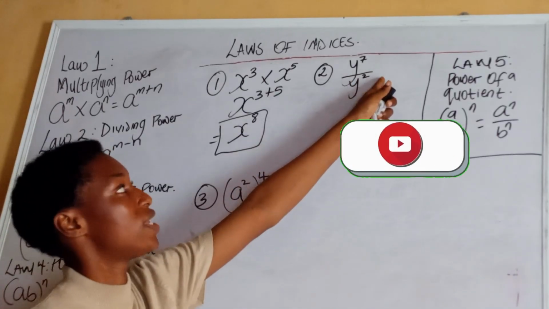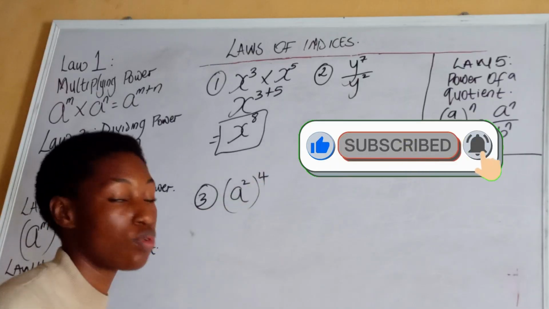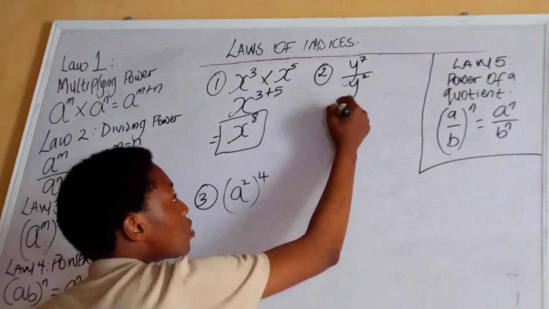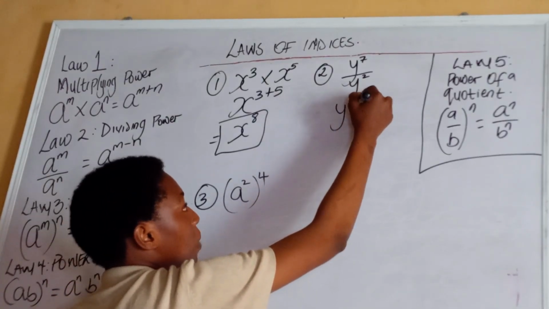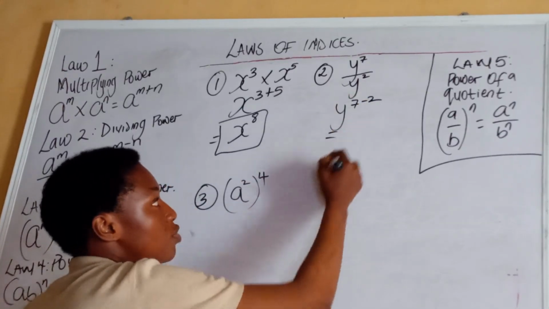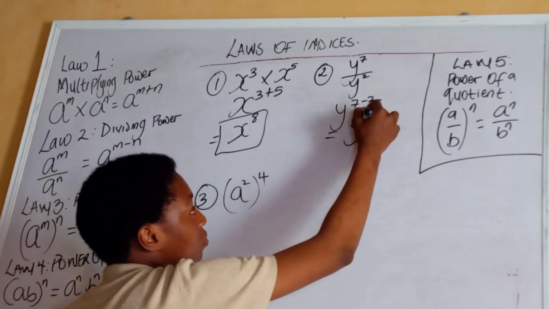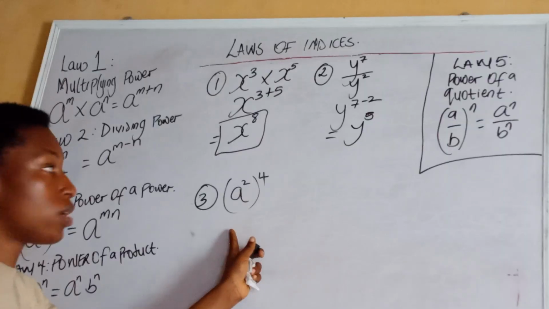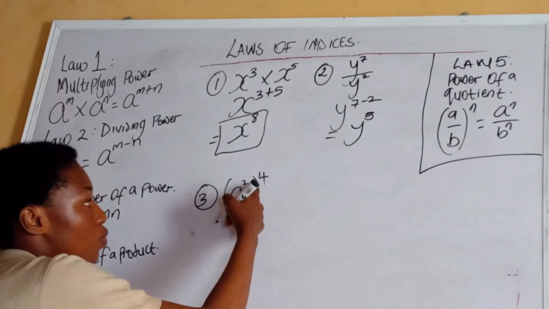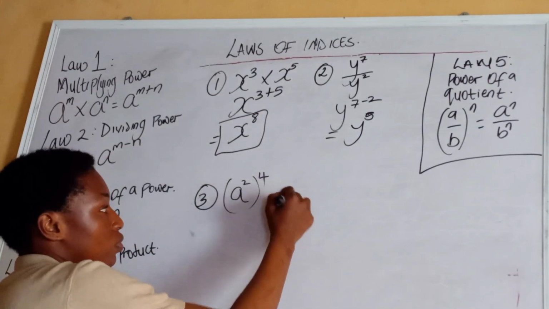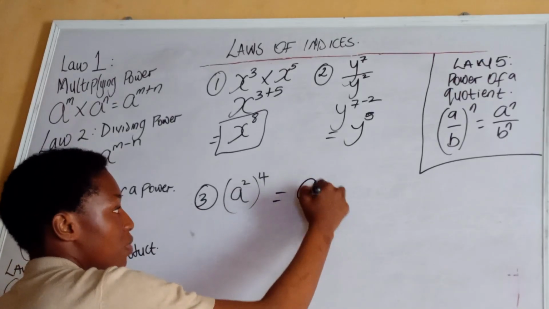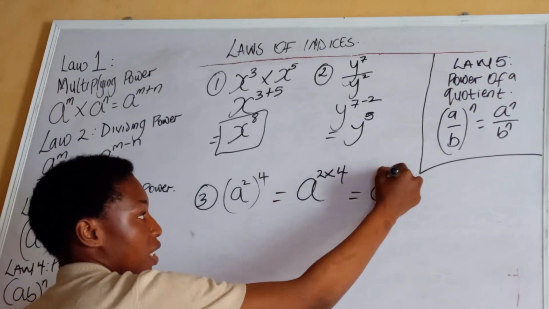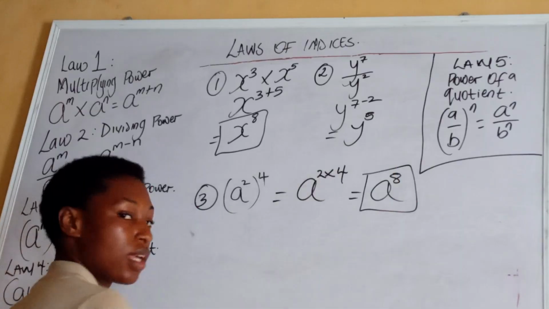For this, you have y to the power of 7 over y to the power of 2, or y squared. The second law, division. So this becomes y to the power of 7 minus 2, which becomes y to the power of 5. For this one, this is power of a power. So here, we have a squared all to the power of 4. According to the rule, you can simply make it 2 times 4, which is equal to a to the power of 8. And that is the final answer.